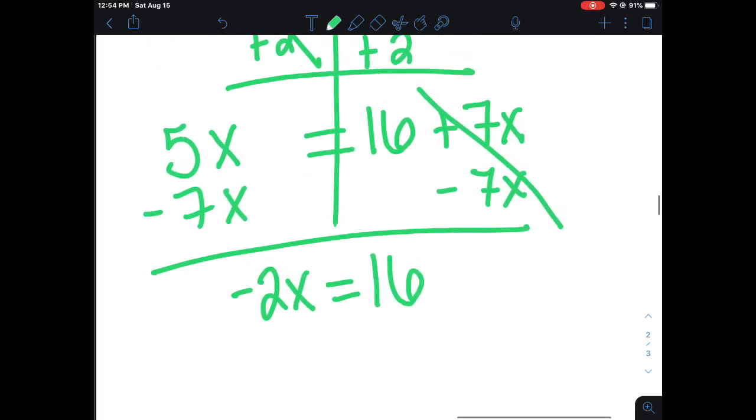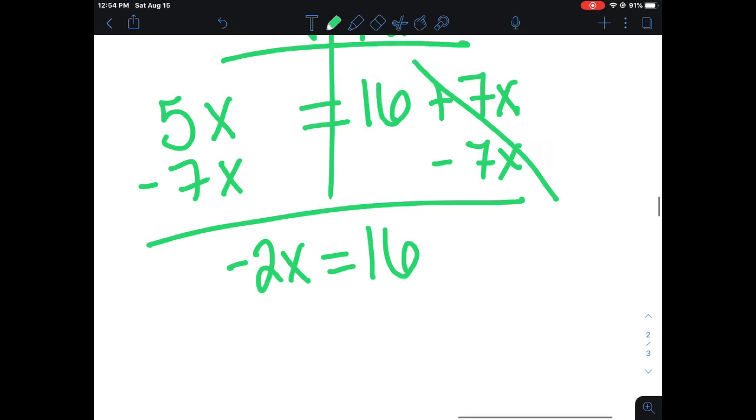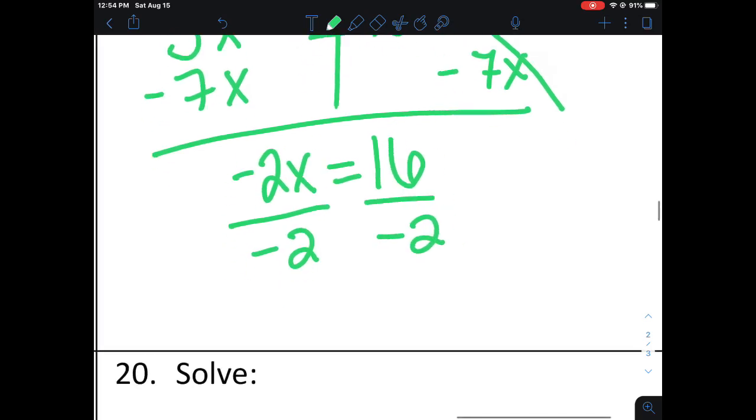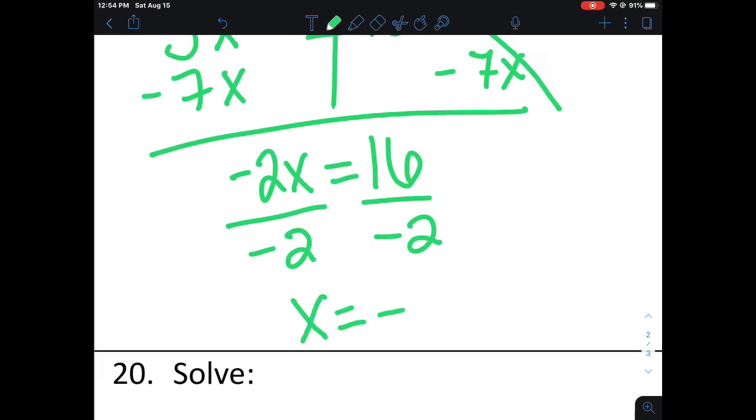That cancels out. All right. Now I've got negative 2x equals 16. Divide by negative 2, divide by negative 2. x equals negative 8.